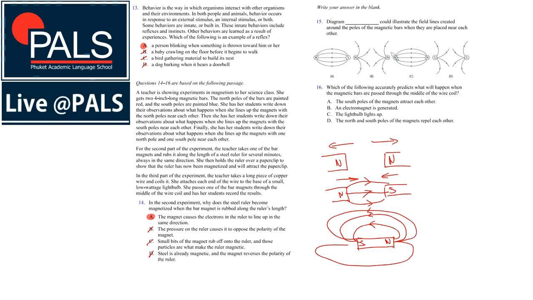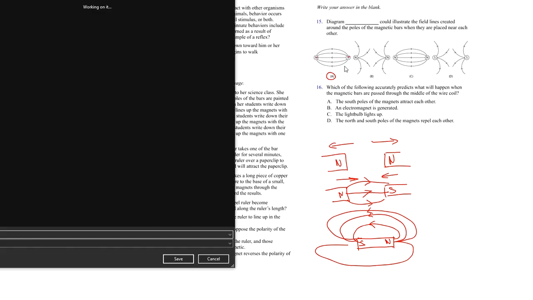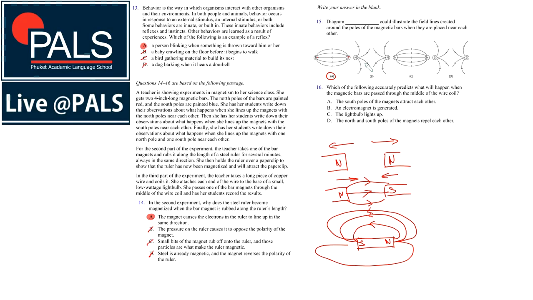So if we look at the diagrams, we can see that we have at least the attraction between north and south. That is correct. However, we can see that in this case the arrows on the field lines go from south to north, so therefore A is not the correct image.